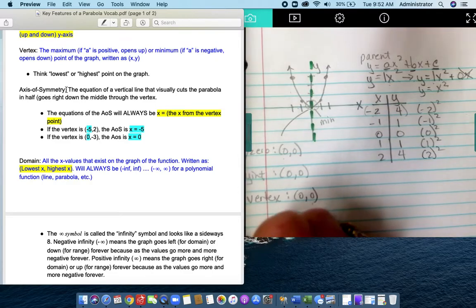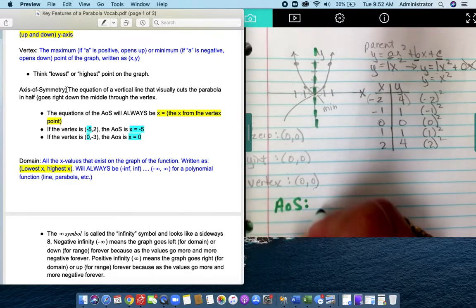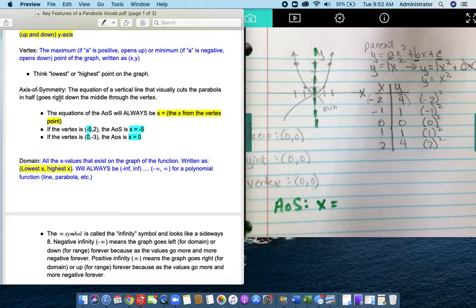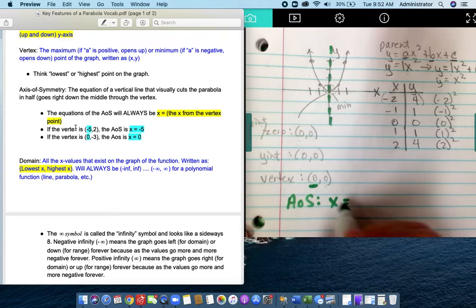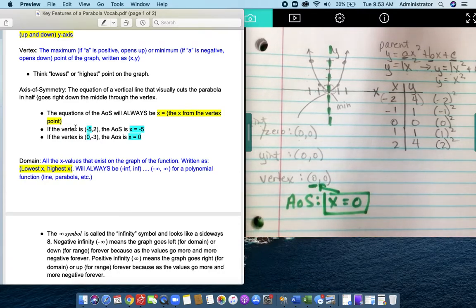And the equation of your axis of symmetry in this case will always be x equals the x from the vertex. So over here in your vocab, I've got the equation of a vertical line that visually cuts the parabola in half, goes right down the middle through the vertex. I should have closed that off with parentheses, so in your notes, please do that. The equation of the axis of symmetry will always be x equals whatever the x is from the vertex. So I'm going to write it as x equals the x from the vertex. Well, that was (0, 0), so I'm going to put x equals 0. It's always the x value.